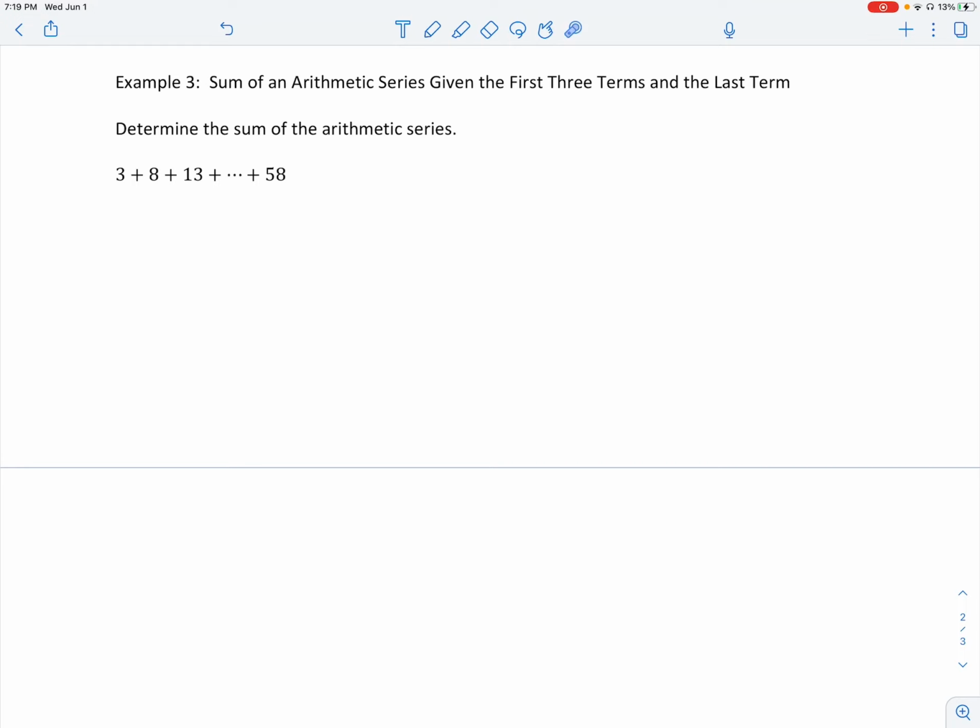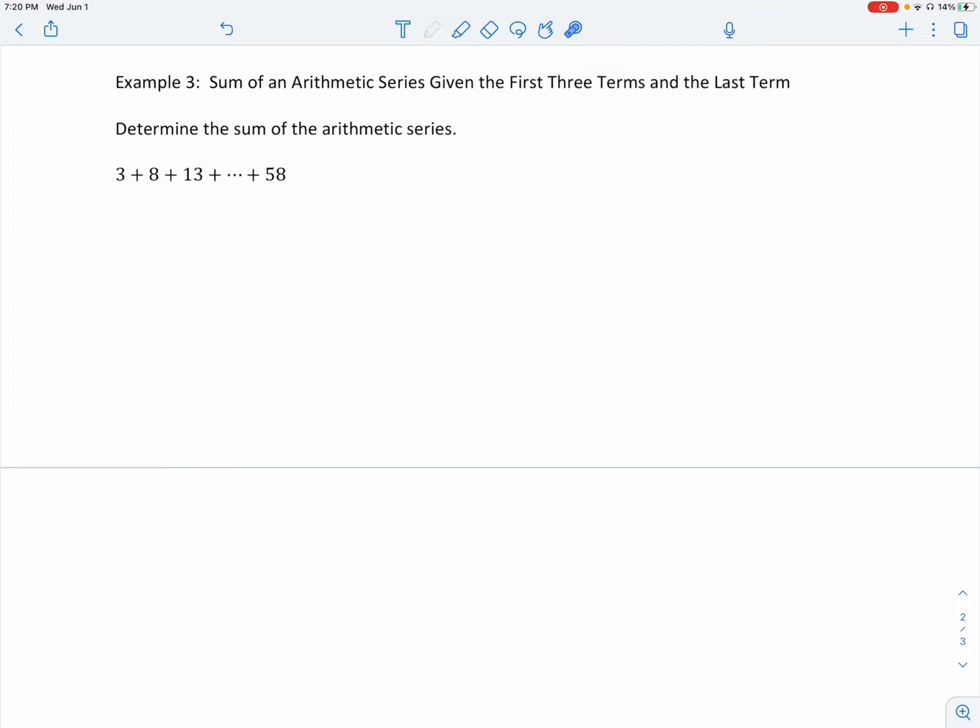In this example, we're going to find the sum of an arithmetic series given the first three terms and the last term. So this actually makes it pretty difficult when we're trying to find the sum of this series. This one's a little bit difficult. We have the first three terms and then we have the last term. What makes this one different from our previous examples is we actually don't know how many terms there are. Both those equations that we use n, and we don't really know how many terms there are.